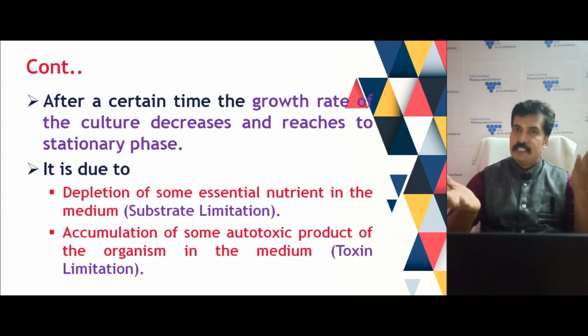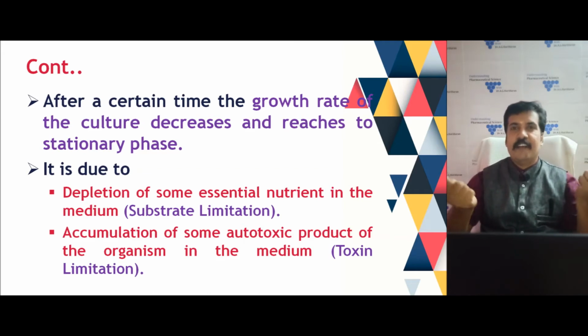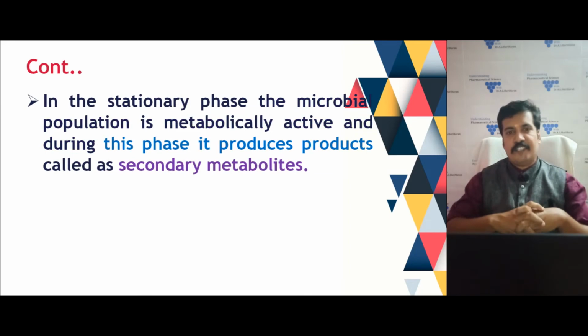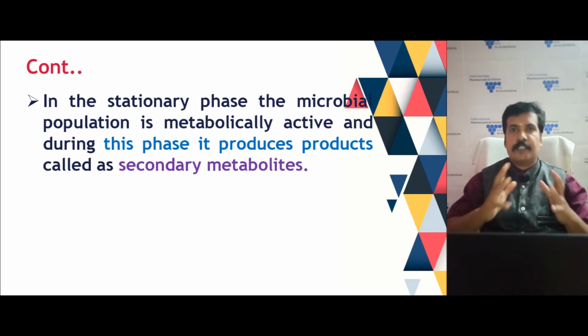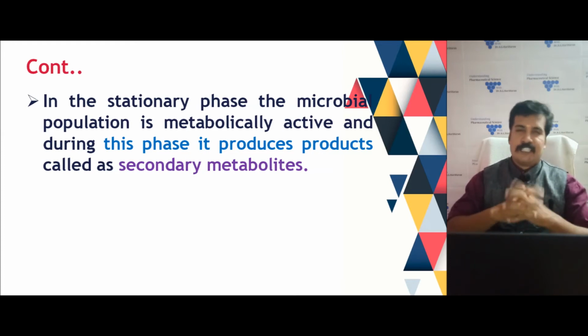If it is a substrate limitation, then we can use other types of fermentation process to get the maximum yield. If it is a toxin limitation, then we have to find a new approach so that the production can be maintained. In the stationary phase, the bacterial or microbial cells will be metabolically active, and they produce a large quantity of secondary metabolites. Secondary metabolites such as antibiotics or solvents such as ethanol can be produced in high quantity only in the stationary phase.